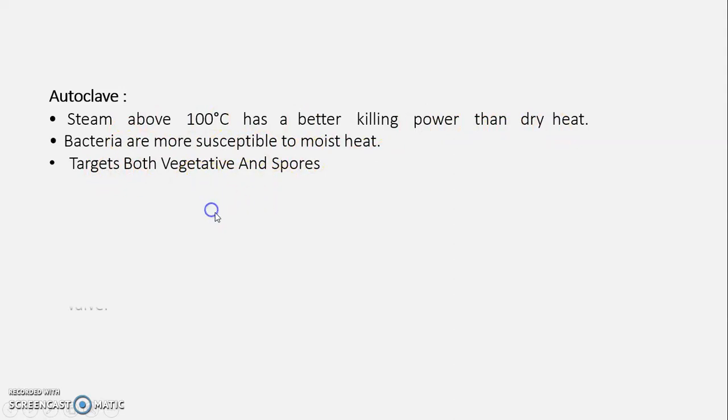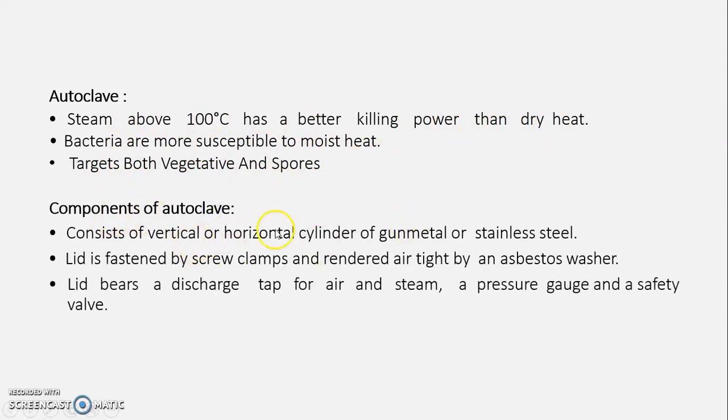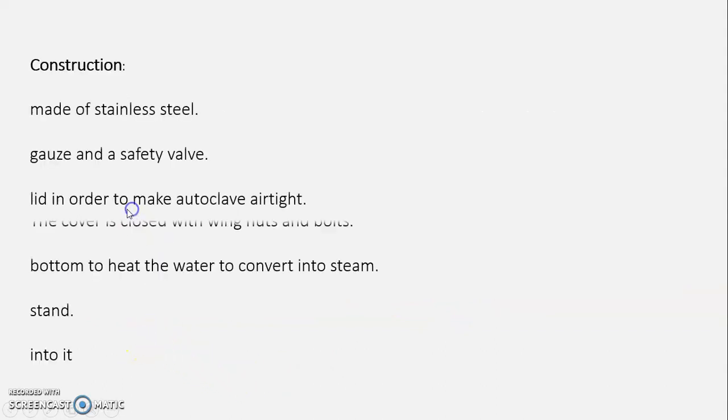Target both vegetative and spores. Components of autoclave. It consists of vertical, horizontal, cylindrical, gunmetal or stainless steel. The lid is fastened by the screw, airtight by the asbestos washer. The lid bears a discharge tap for air and steam, pressure gauge, safety valves. We see the detailed construction of the autoclave.